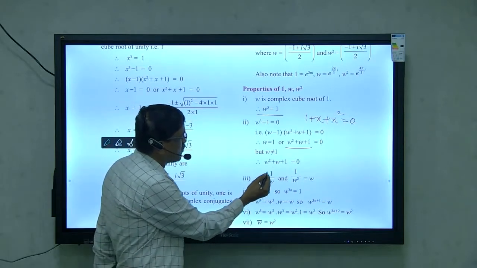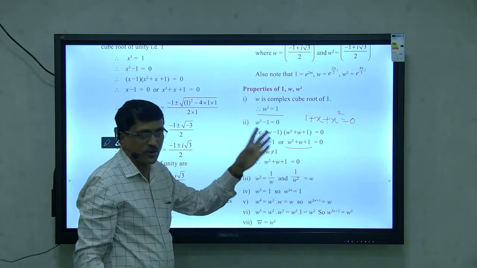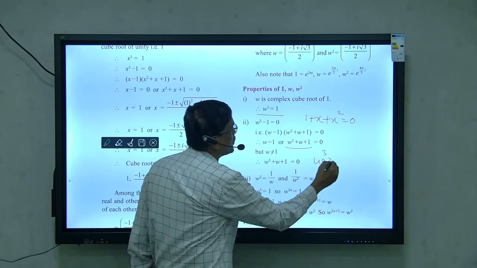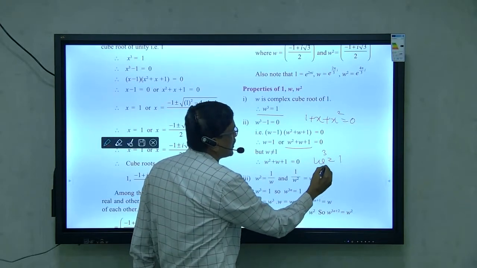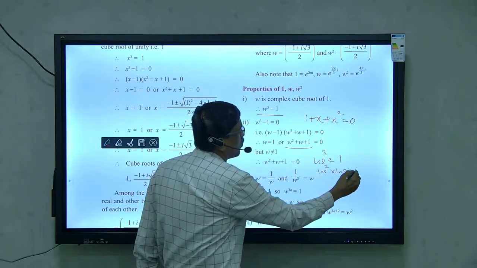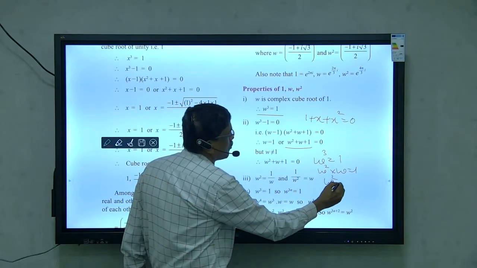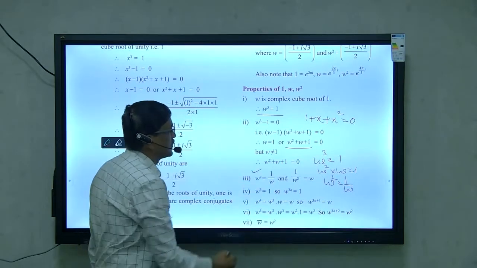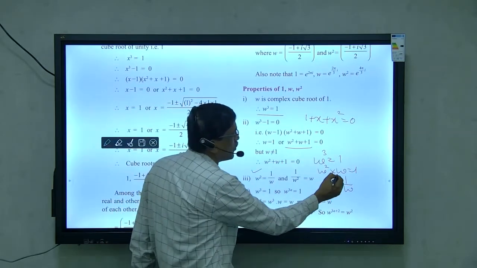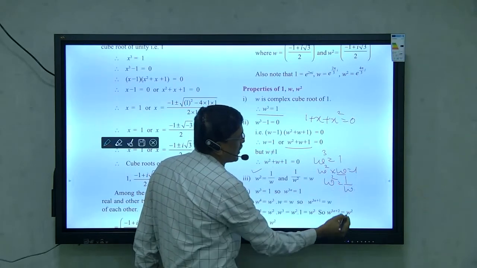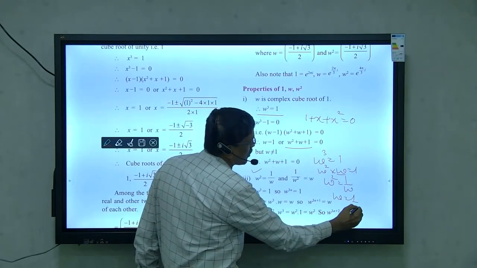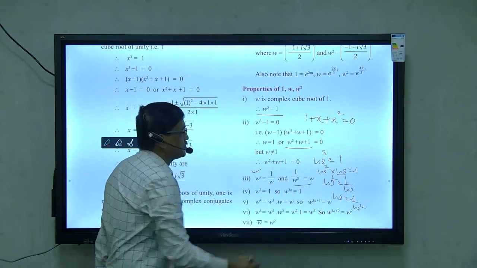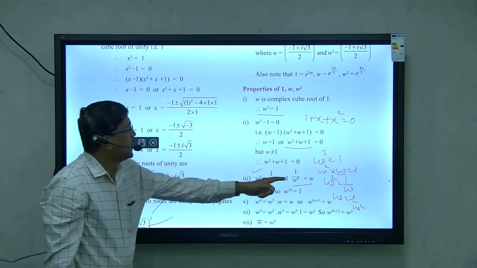Third one is omega is equal to 1 upon omega square. How do we obtain this? See, omega cube is equal to 1. We can write it as omega square into omega is equal to 1. So omega square is equal to 1 upon omega. Transfer this omega here. Similarly, omega is equal to 1 upon omega square, transferring omega square. This property: omega is equal to 1 upon omega square.